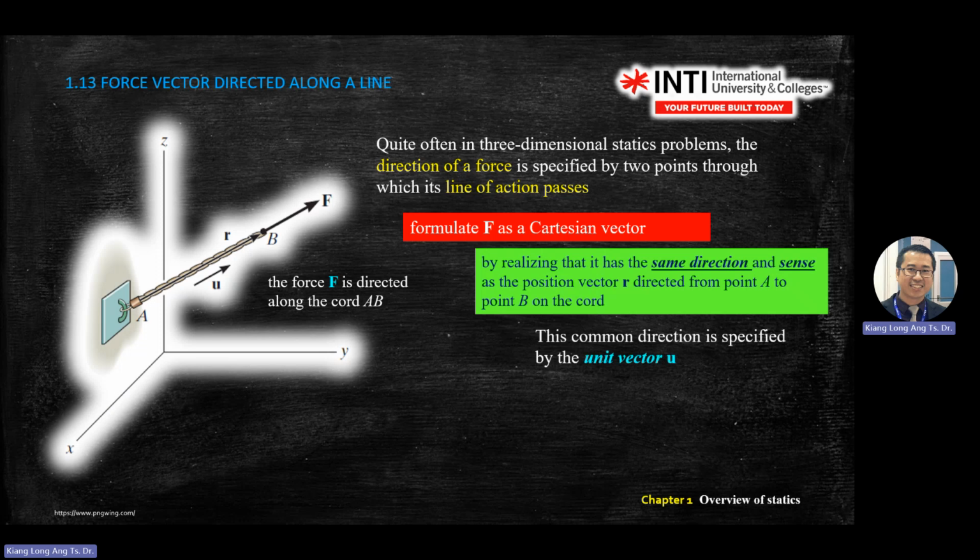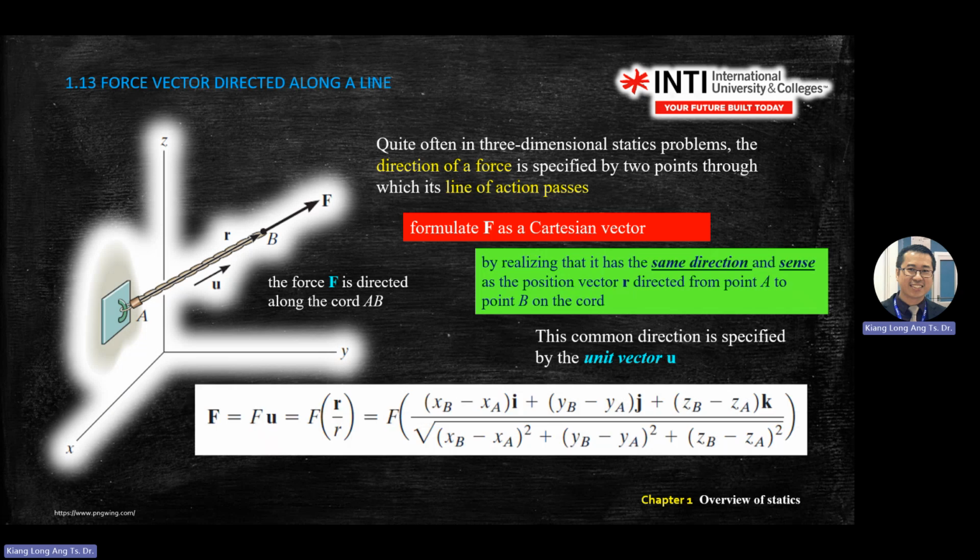Okay, so we want to formulate F in Cartesian vector. So vector, you still have magnitude and direction. Okay, so you have the same direction and sense as position vector R, so the common direction is specified by unit vector U. Okay, don't be scared by this one. I want you to focus on the front.